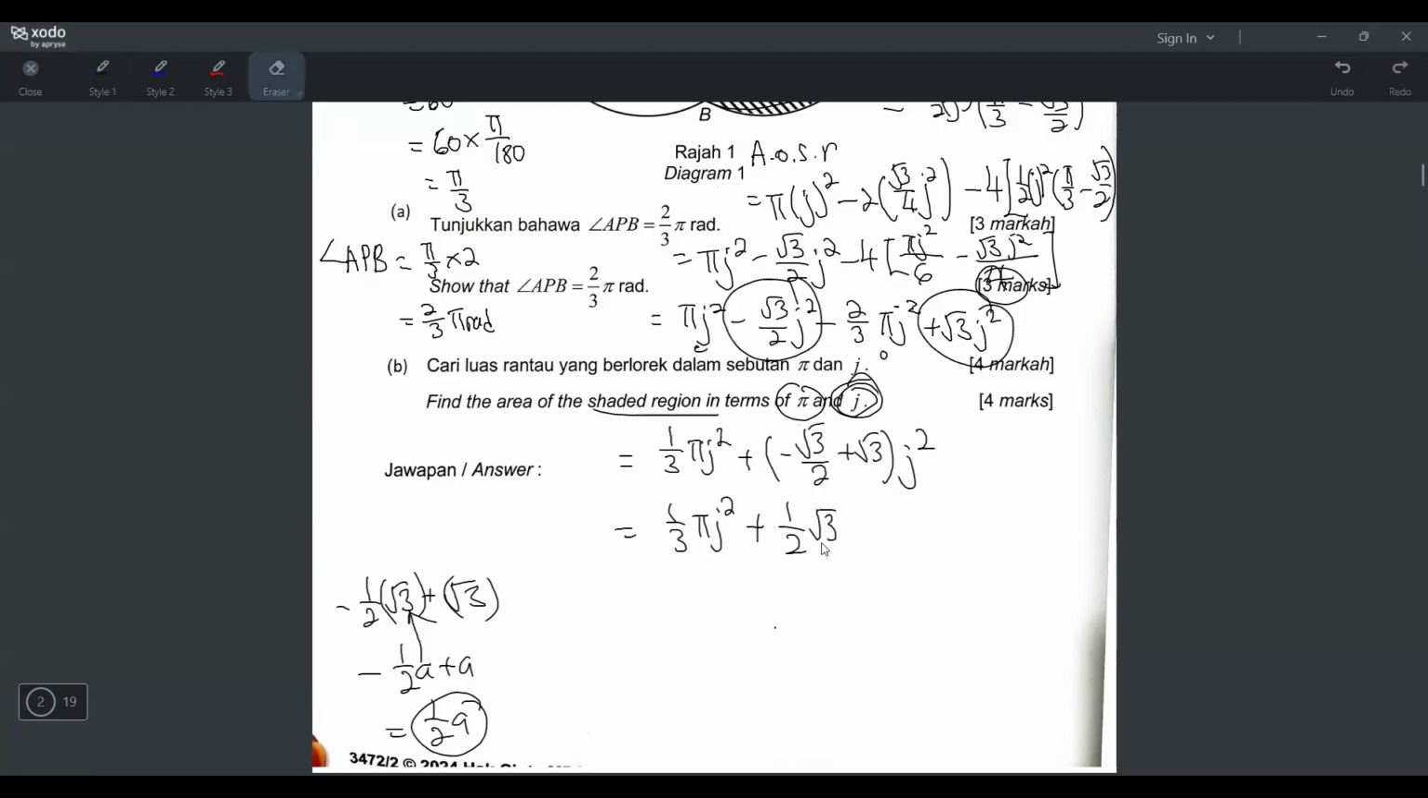Okay? And the sec 3, if you don't like, you can write atas also. Yeah, because when you times fraction, it means you times atas. And then this is j square. So this is my answer. 1 over 3 pi j square plus sec 3 over 2j square. Okay, so the question wants us to write the area in terms of pi and j, right? So yeah, that's the answer.